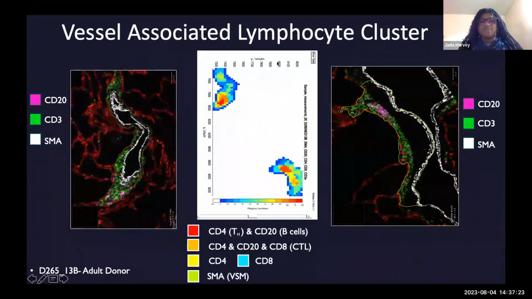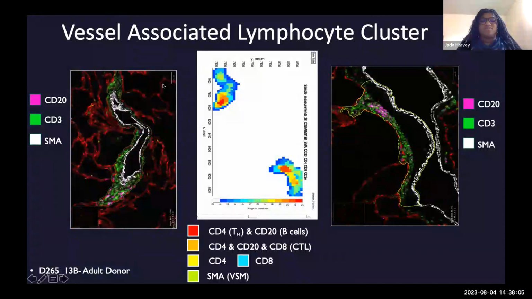So next is our vessel-associated lymphocyte cluster. We noticed a very big difference between the vessel-associated clusters and the airway-associated clusters. Again, for the airway-associated clusters, we noticed there was a certain kind of organization that just wasn't here in the vessel-associated lymphocyte clusters, as well as the localization of the B cells. These vessel-associated clusters tend to be a lot more T cell oriented, and the population of CD20, which is our B cell marker, is just not very populated.